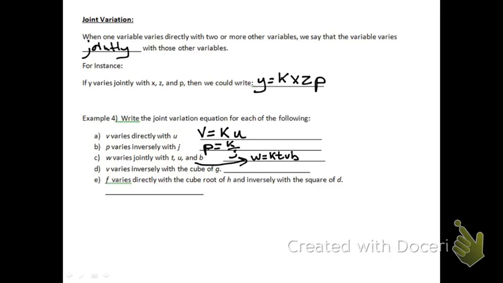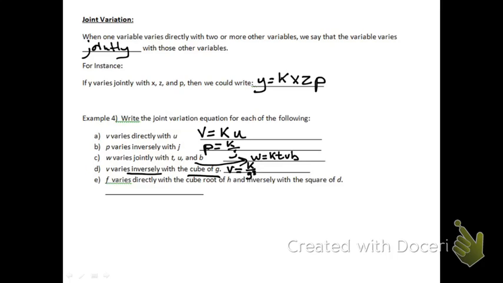Maybe we'll do one more with you, and then I'm going to give you kind of the granddaddy to try on your own. For d, v varies inversely with the cube of g. So varies inversely. So I'm going to write v equals, now since this varies inversely, I'm going to write k in the numerator. In the denominator, I have to write the cube of g. Notice it doesn't say the cube root of g, it's just the cube of g. That's a fancy way of saying g to the third power. So I'm going to make sure I put g to the third in the denominator there.